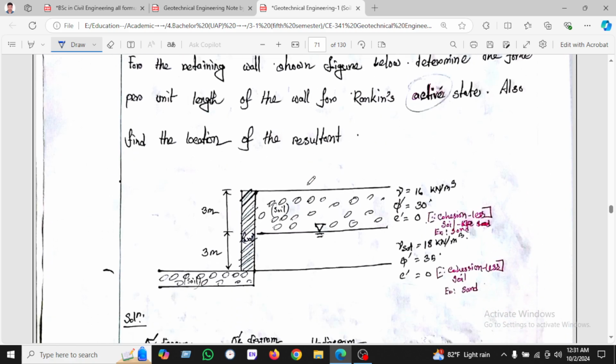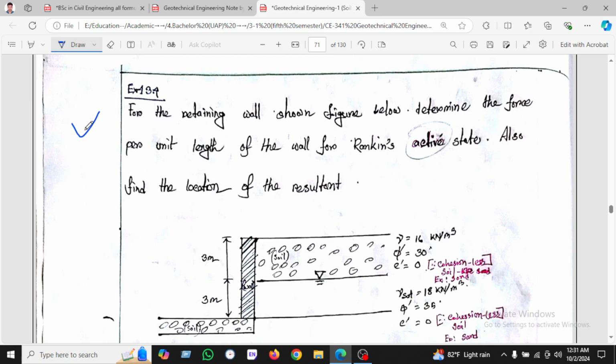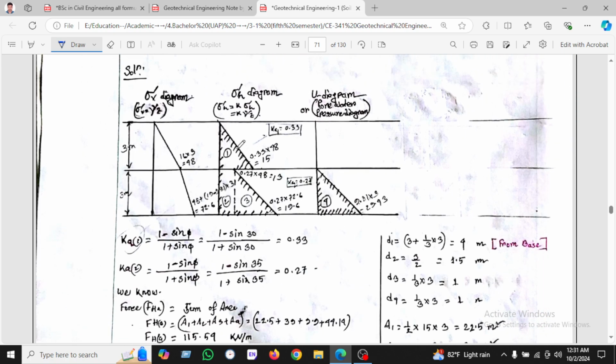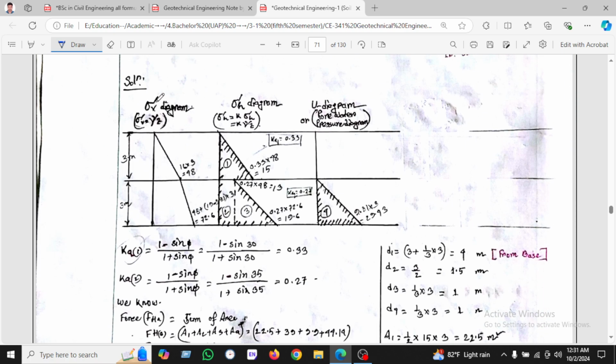Okay, let's see. Here is a very crystal clear example. For the retaining wall shown in the figure, determine the force per unit length of the wall, Rankine's active state. Also find the location of the resultant. Okay, let's see, here is the wall data. Frictionless soil. So sigma b, we have drawn firstly the sigma b graph.